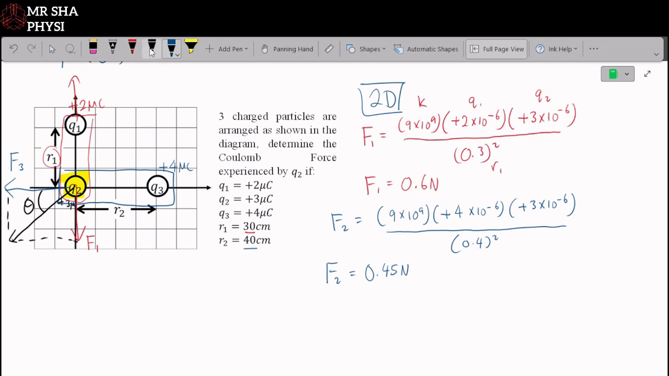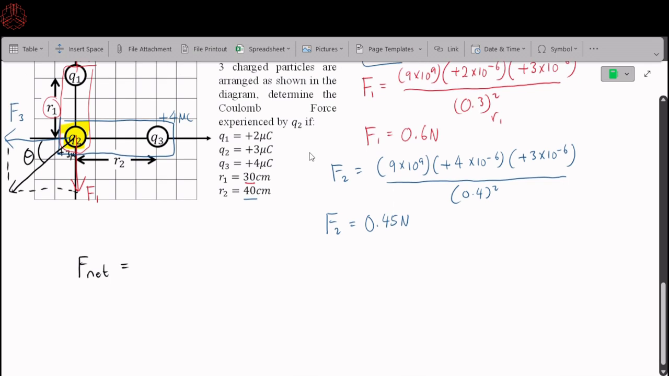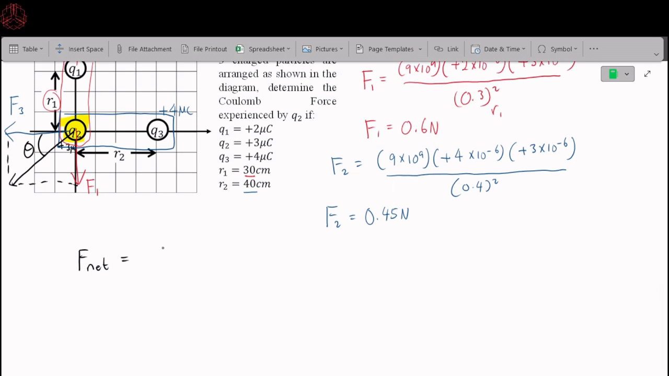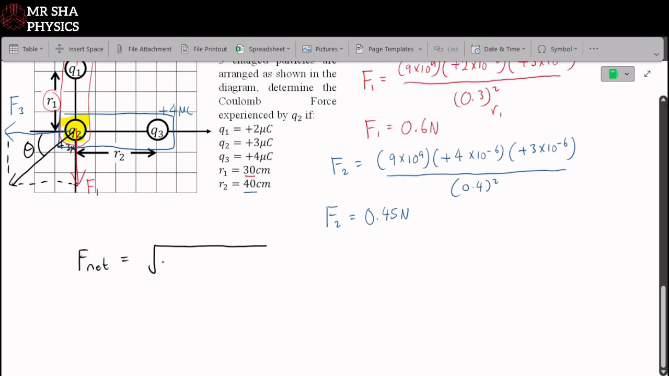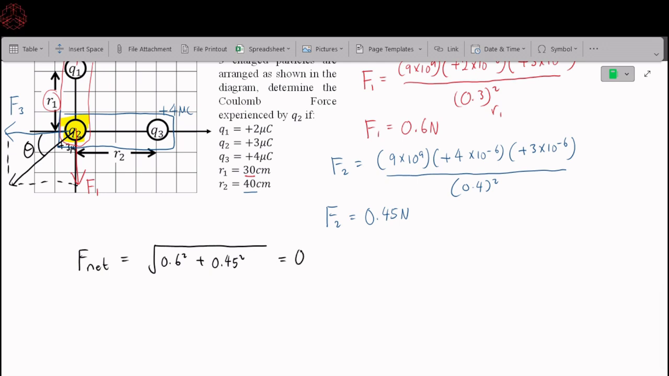Then I can find the net force using Pythagoras' theorem. I will have 0.6 squared plus 0.45 squared, and that gives me a value of, let me check, 0.75 Newton.